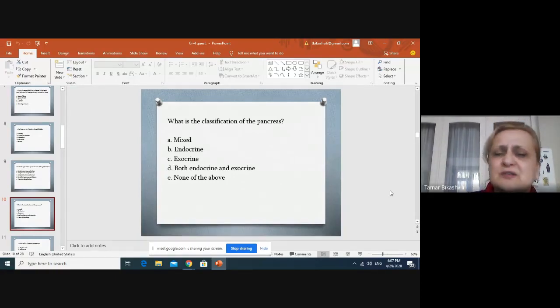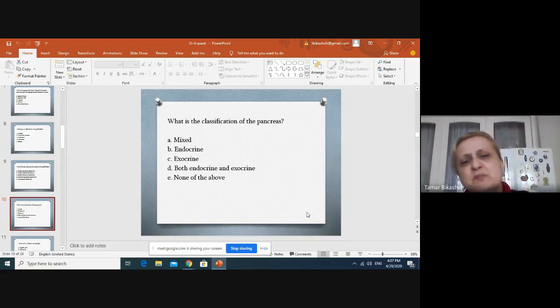I only want to say this because it's not very correct, because in some books it is mixed, in some books it is both endocrine and exocrine. But the difference is when the same cell has both functions together, and the pancreas is a combination of two parts, the endocrine and exocrine function. It's not such a mix, it's both endocrine and exocrine.